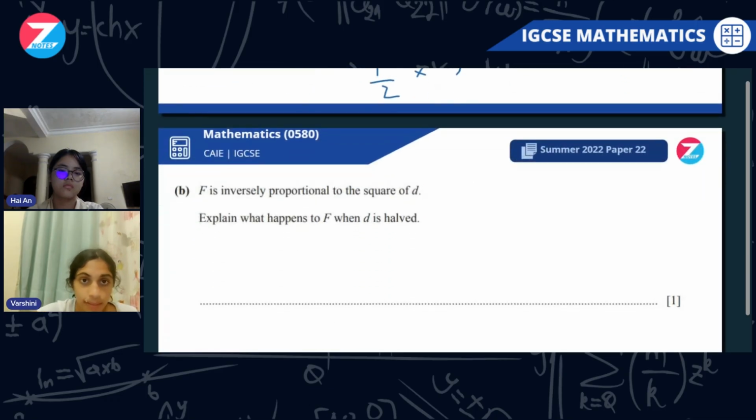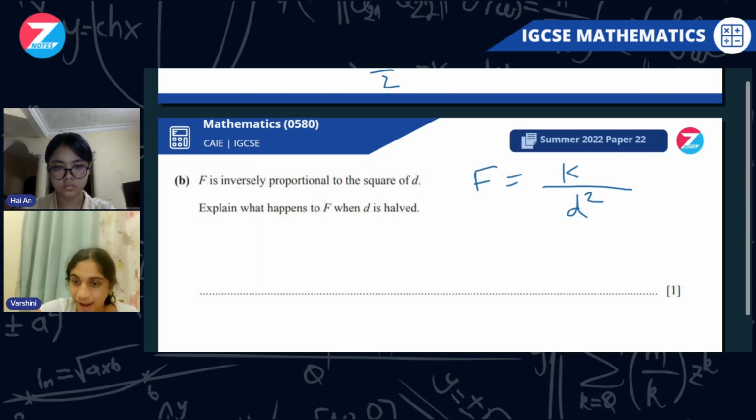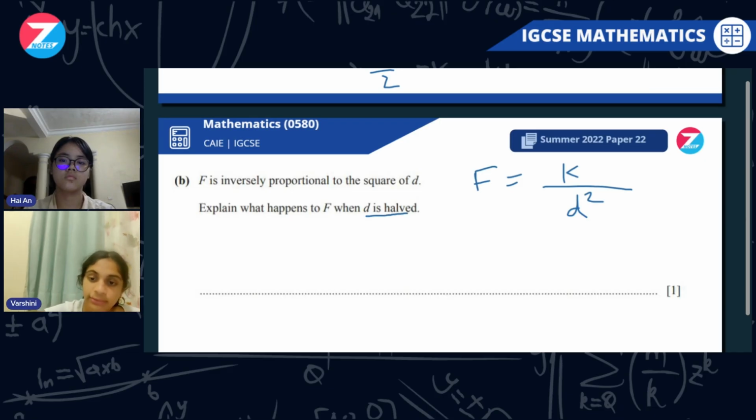Okay, part b. f is inversely proportional to the square of d. So you know that this means f is equal to k divided by d squared. Remember, inversely proportional means you're going to do the constant divided by what it's proportional to. Explain what happens to f when d is halved. So we can rewrite this as f is going to be equal to k divided by, remember we're doing d by 2 because it's being halved, squared.